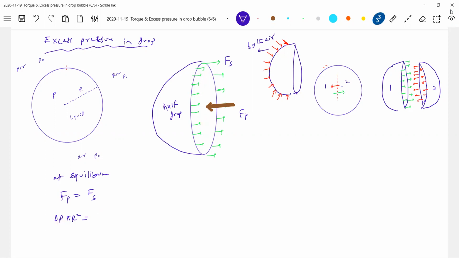The force due to surface tension is St into 2 pi r, because it will act only at the circumference, only on the free surface. So the excess pressure is equal to 2 St by r. So delta P, P minus P naught, is called the excess pressure.